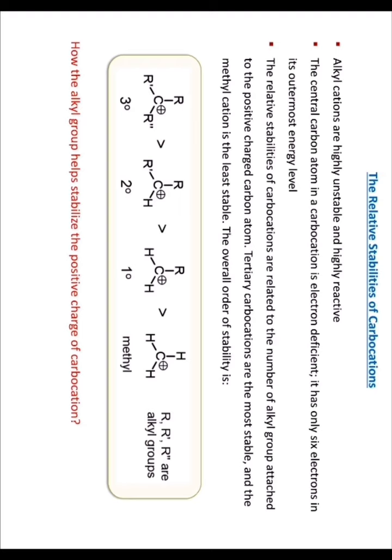We call it tertiary, secondary, primary, or only methyl when there is no R group. And how many groups are attached to this carbon gives it more stability. For example, in this book, you will see tertiary is more stable than secondary, and secondary is more stable than methyl without R groups. So the question here is why R groups stabilize the carbocation. This is for you guys to think about.